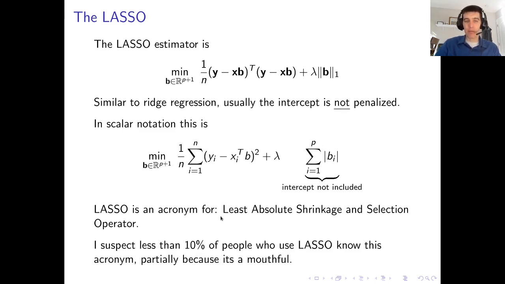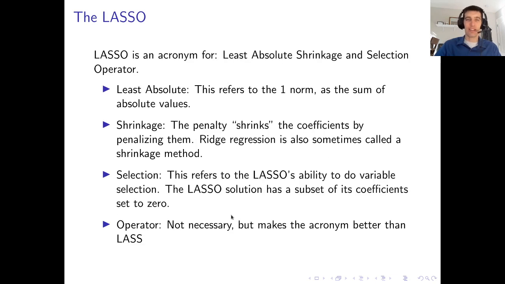What is LASSO? LASSO is an acronym. It stands for Least Absolute Shrinkage and Selection Operator. It's a mouthful. You can use LASSO without remembering this, and I think it's one of these acronyms where the acronym probably came before what it means. But we'll actually explain what it does mean. So, least absolute: this is the one norm. We're adding this absolute value penalty.